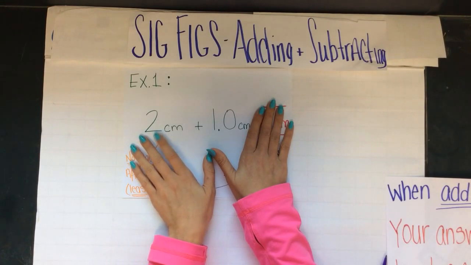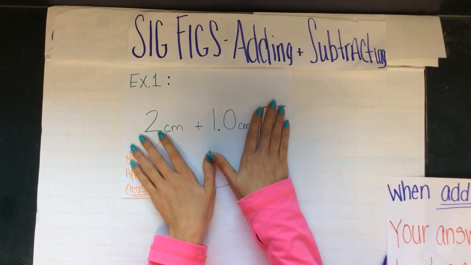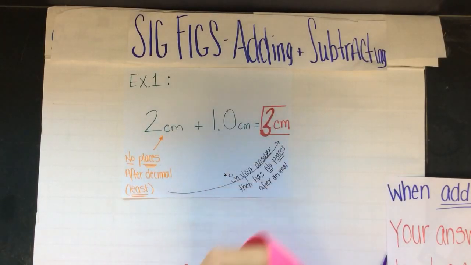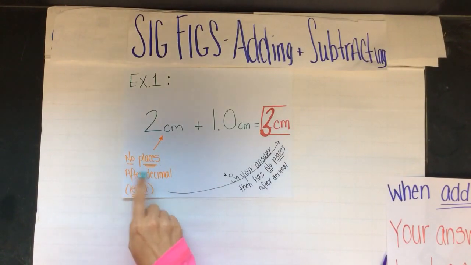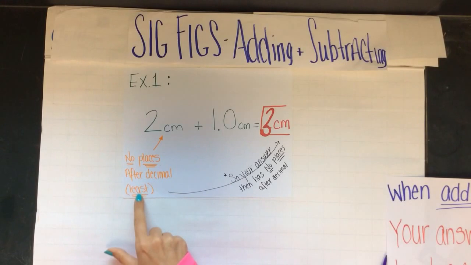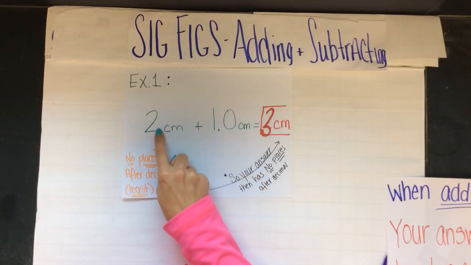So clearly I know that this one is going to be the limiting one. It holds me back from making more of a measurement. Our answer is only as good as our weakest measurement. This is my weakest measurement. Okay? So if we look here, I write that there's no places after the decimal. I don't even have a tenths place on this number. So that's the one with the least places after the decimal. This one has one place after the decimal, but again, this one doesn't.